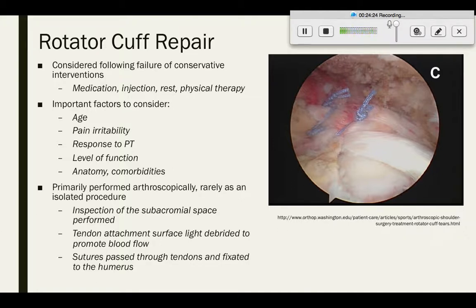What will happen arthroscopically is that the surgeon will first inspect the subacromial space for any debris. It's very common for a subacromial decompression to be performed in conjunction with a rotator cuff repair. The tendon attachment surface will be debrided to promote blood flow, and then sutures are going to be passed through the tendons and then fixated to the humerus. There may be other procedures that are performed as well. So again, you're going to want to communicate with the surgical team to make sure that you're aware of all relevant procedures that were performed.